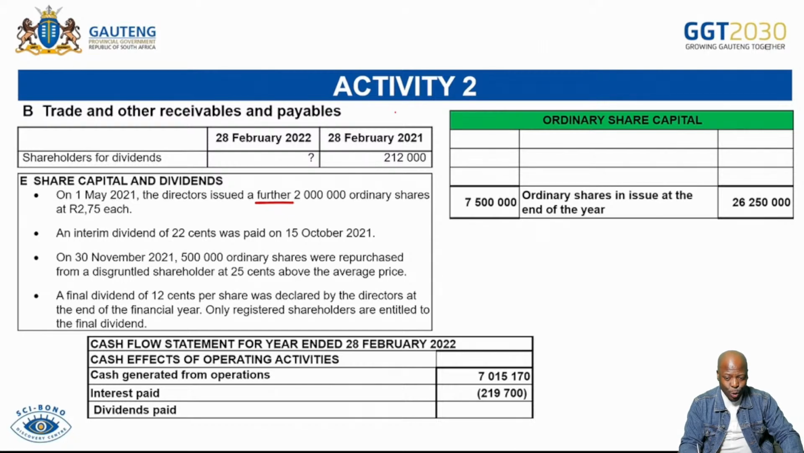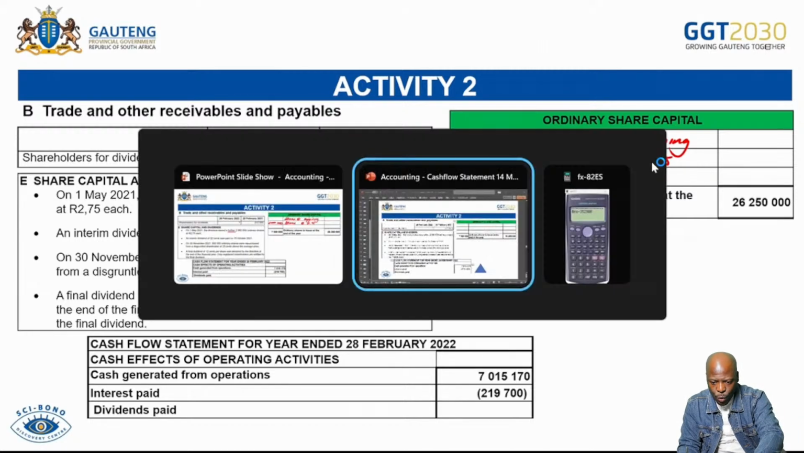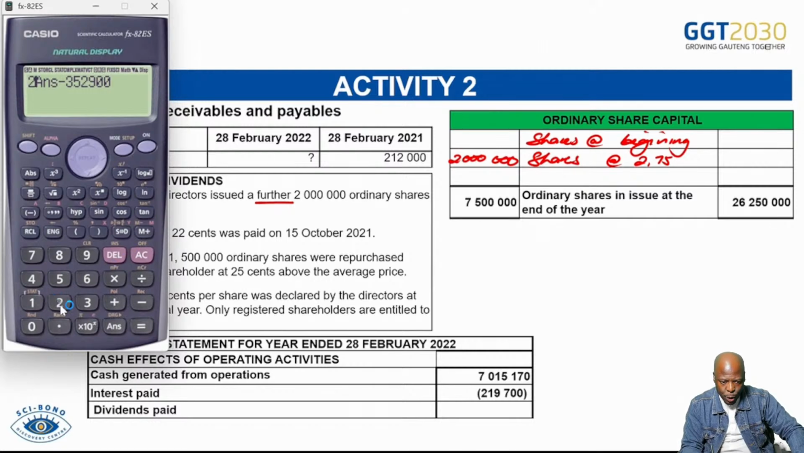That means that is not the shares at the beginning. No. A further means it's coming here now. We issued a further 2 million here. Okay. These are a further 2 million shares issued at R2.75, like that. So that should give us how much we then received. So I would say my 2 million here. That is 2 million. 6 zeros? Yes, indeed. Multiply that by 2.75.